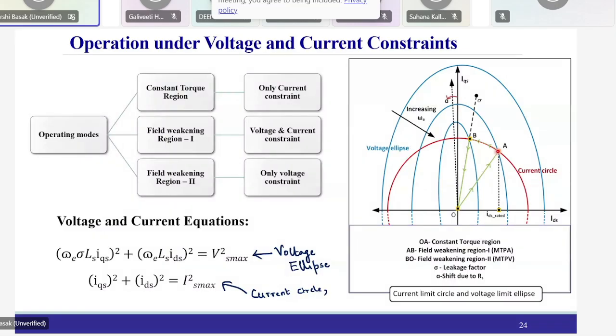And here this VS max is related to your input DC bus voltage, VDC, by root 3. This will be the value of VS max.